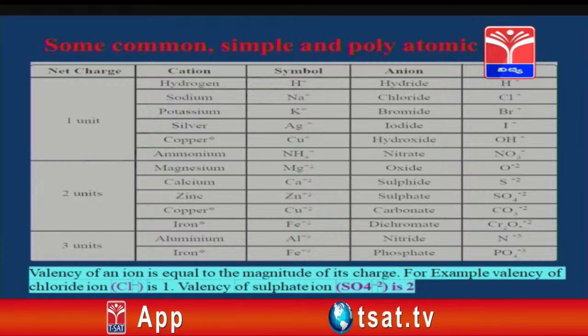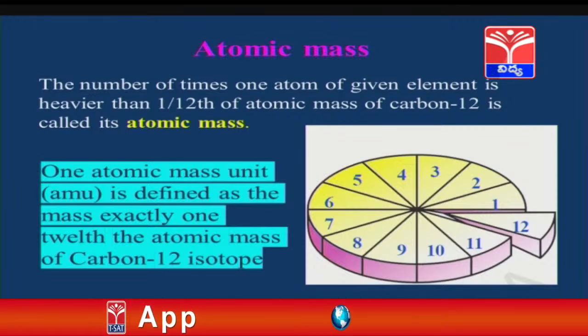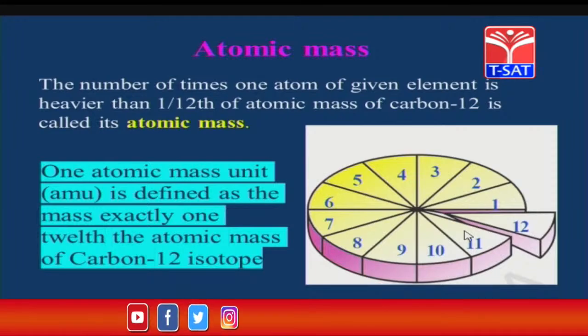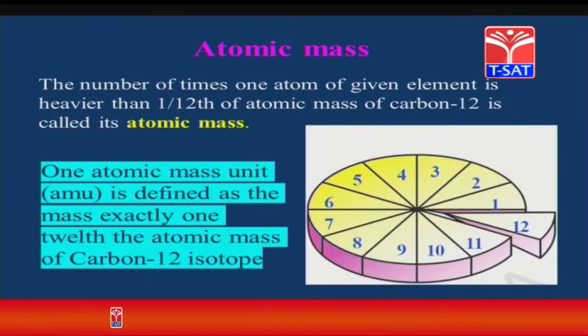Next important topic is atomic mass. Atomic mass means the number of times one atom of a given element is heavier than the 1/12th part of the atomic mass of carbon 12. You see here, in carbon 12 parts are there. In that 1/12th part, for example, hydrogen is there. How can we calculate the atomic mass of hydrogen? It means how many times the atomic mass of hydrogen is heavier than the 1/12th part of the atomic mass of carbon 12. That is known as the atomic mass of hydrogen. It is a relative mass ratio here.